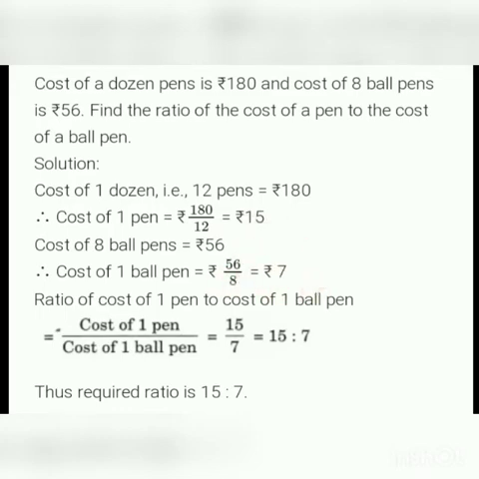Now we can find out the ratio. What is the ratio? We have to find the cost of a pen to the cost of a ball pen. So the ratio is 15 by 7. Since there are 15 and 7, there are no common factors. We can write the ratio as 15:7. Why did we find the cost of 1 pen and 1 ball pen? Because they have asked the ratio of 1 ball pen and 1 pen.